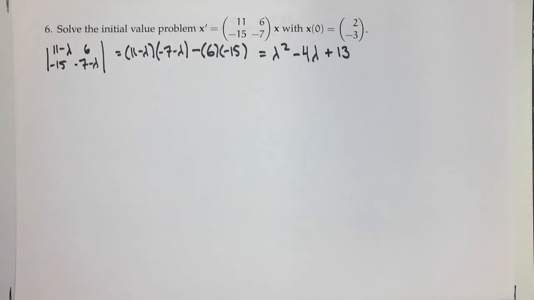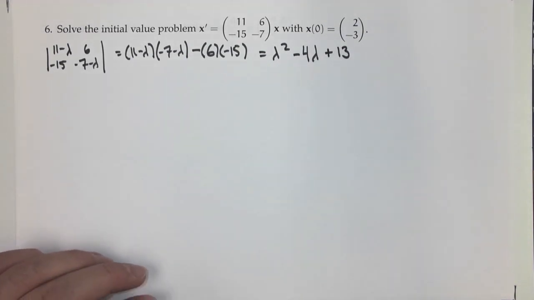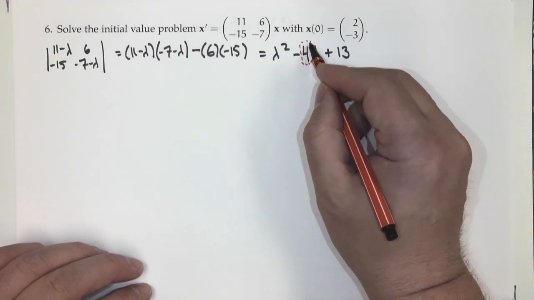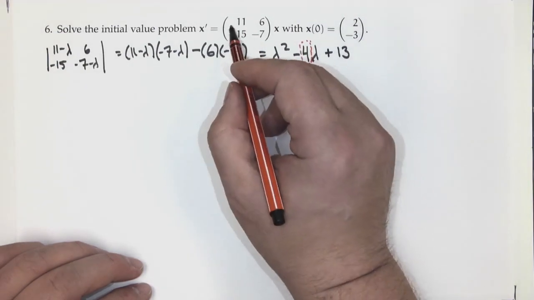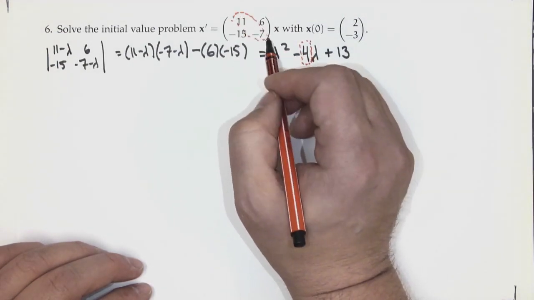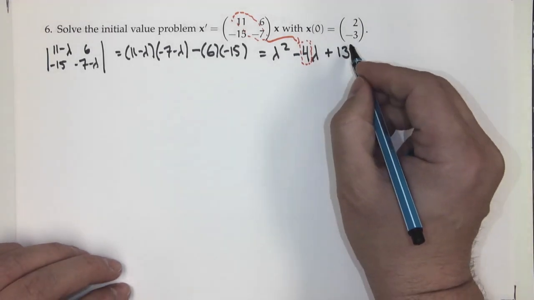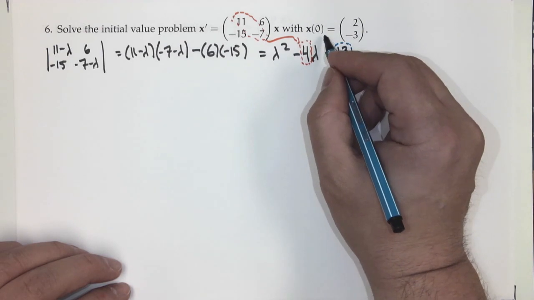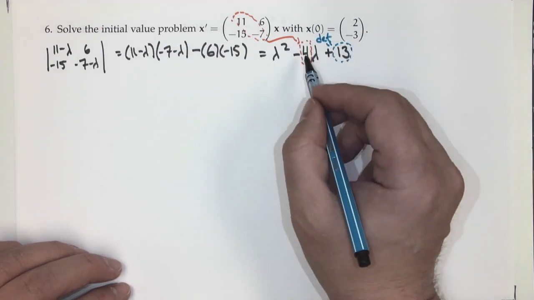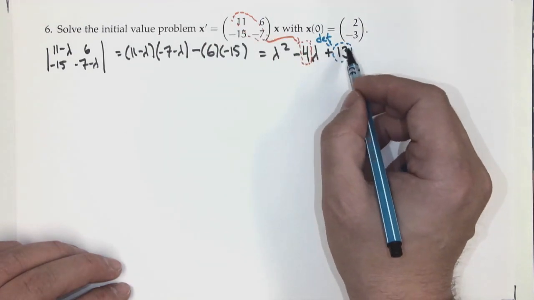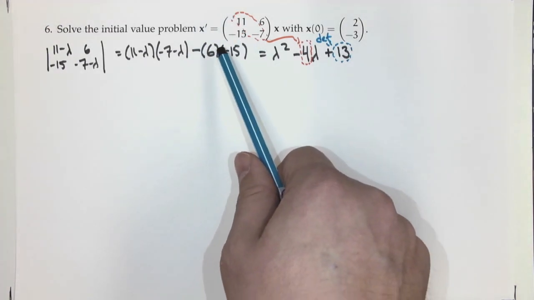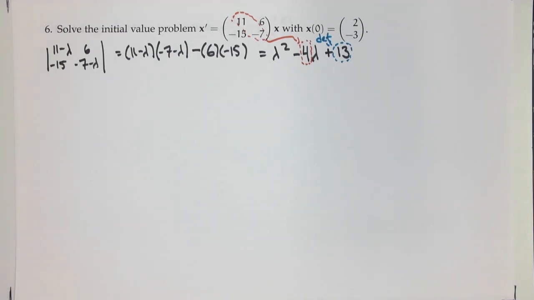Now, on a side note, I don't know if you like memorizing facts or not, but this number in front of the lambda, not the minus, but the number, is the same as what we call the trace. You add these entries up: 11 plus negative 7 is 4. And 13, does anybody know where that number comes from? It's the determinant. So the number in the middle is the sum on the diagonal, and this number is the determinant. You can see, minus 77 plus 90, yep, 13. So there are ways you can check. You should always know that if you add your eigenvalues, it's the same as adding what's on the diagonal, and if you multiply your eigenvalues, it's the same as the determinant. There are little built-in checks.